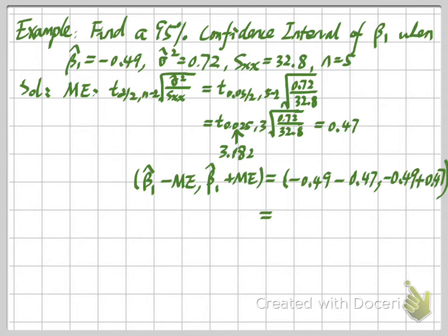Then the next thing is just to use a calculator to get the answer. The left endpoint is negative 1.06, and the right endpoint is negative 0.12. So this is our confidence interval.